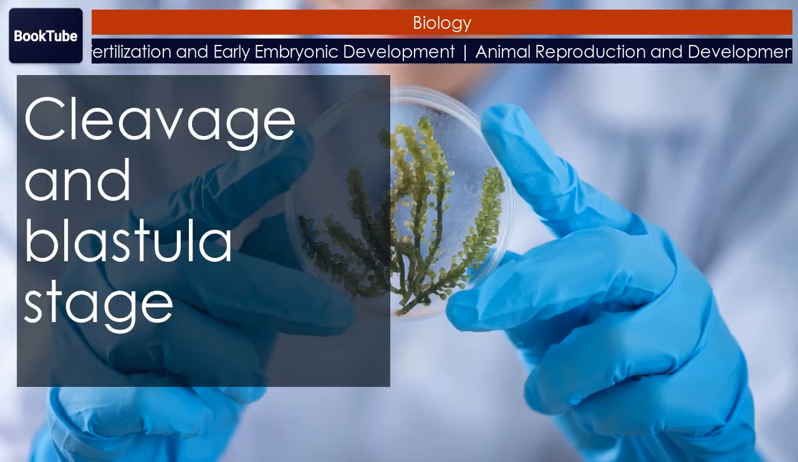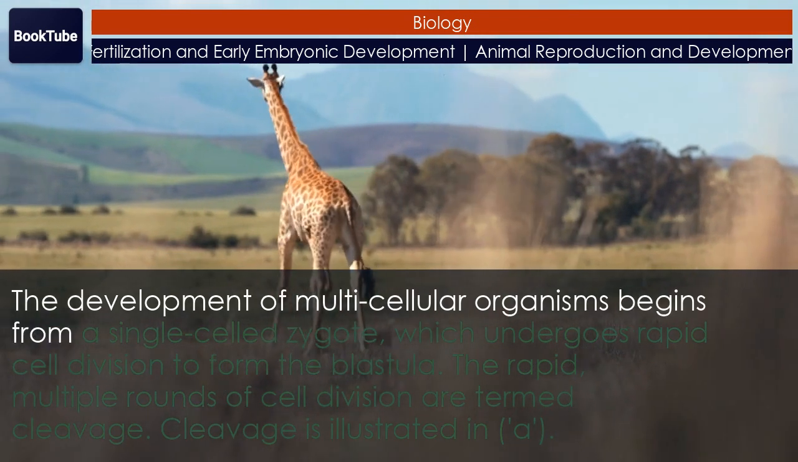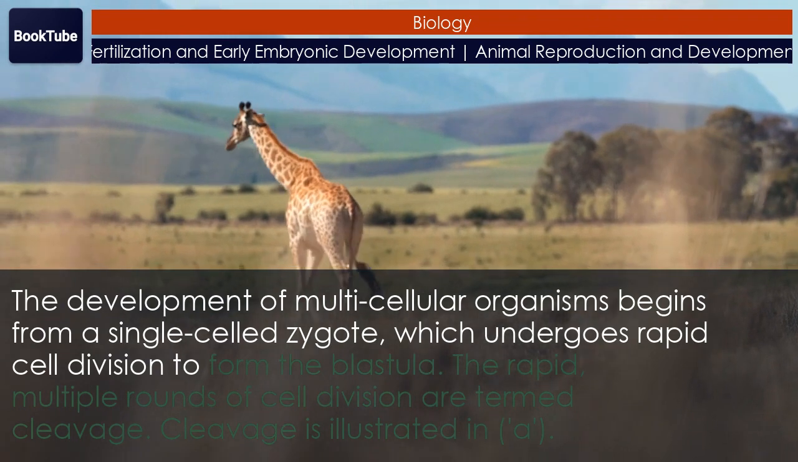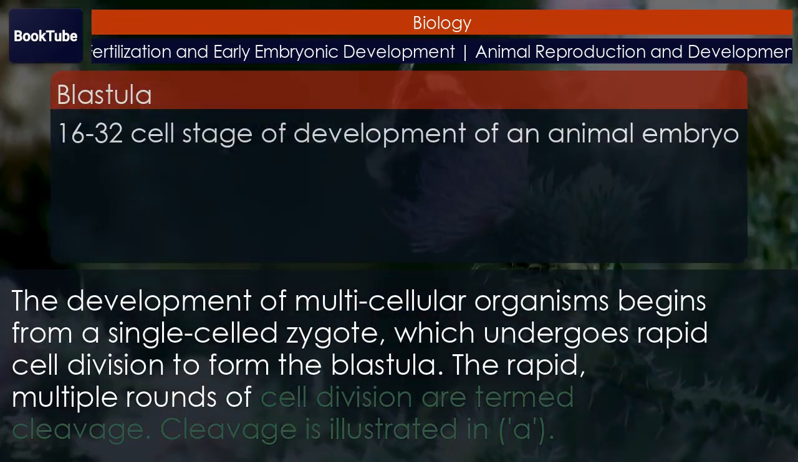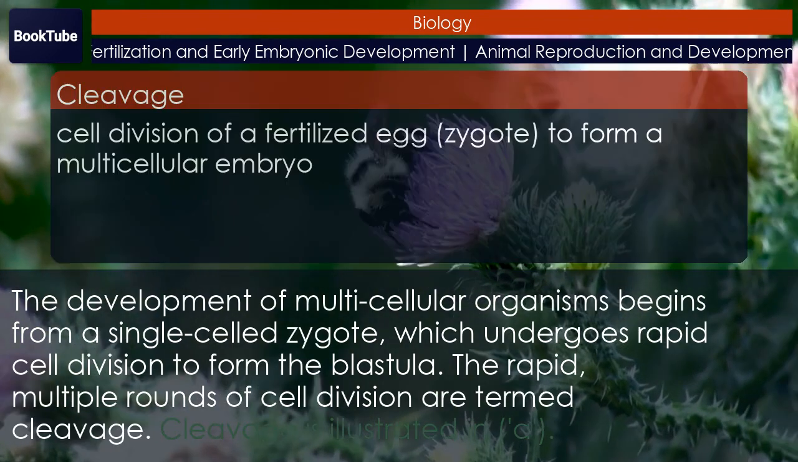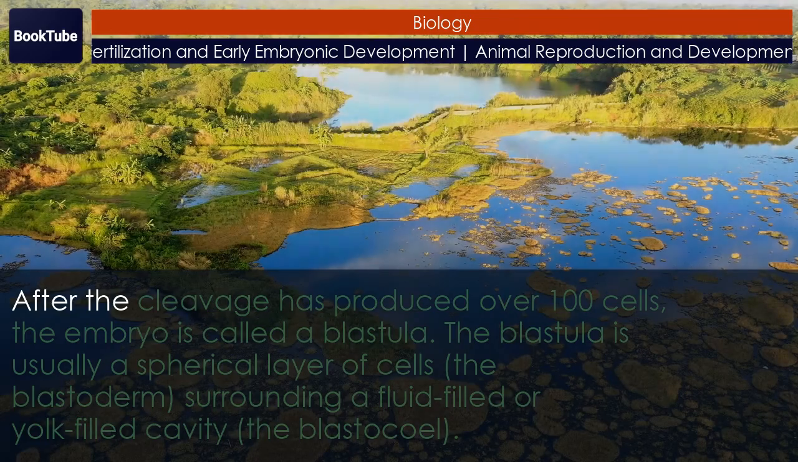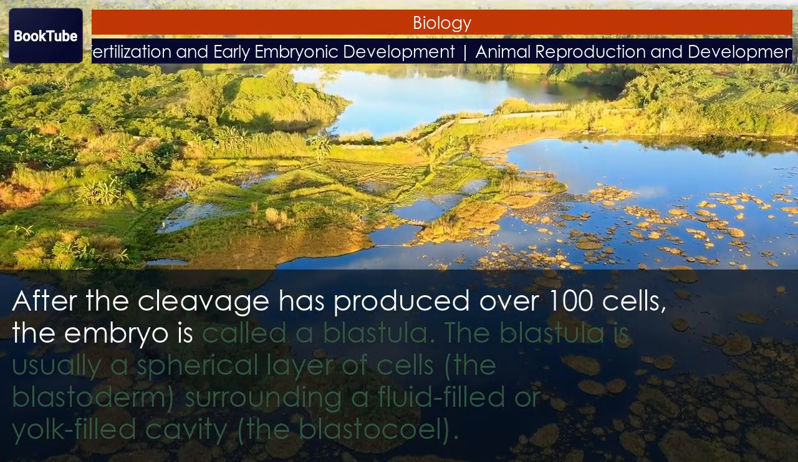Cleavage and blastula stage. The development of multicellular organisms begins from a single-celled zygote, which undergoes rapid cell division to form the blastula. The rapid, multiple rounds of cell division are termed cleavage. Cleavage is illustrated in A. After the cleavage has produced over 100 cells, the embryo is called a blastula.